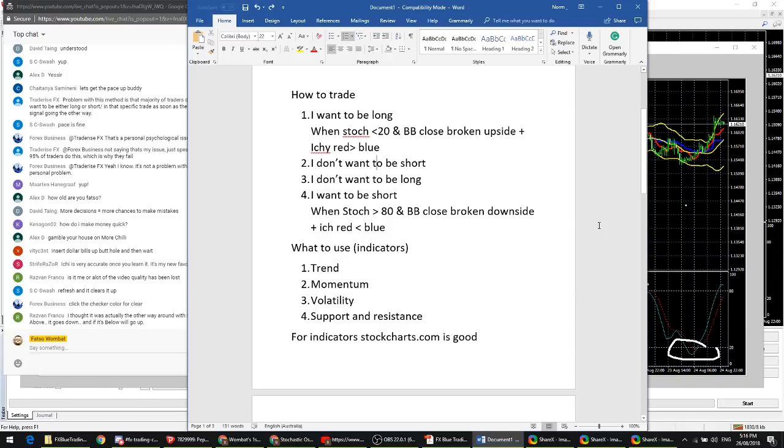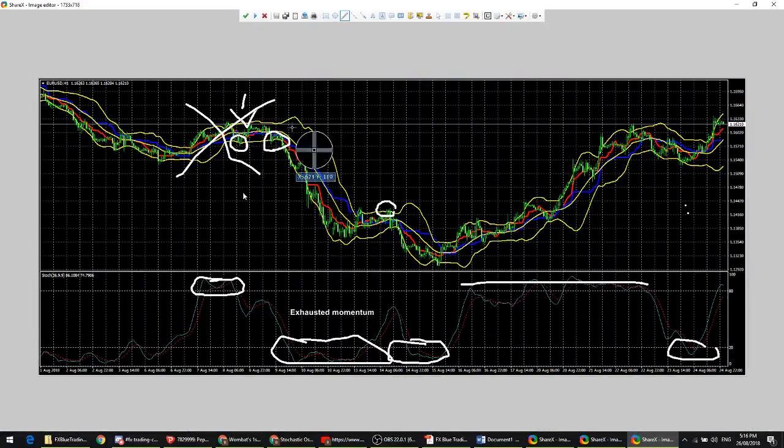So when do we want to exit? So we'll come back and have a look at when we want to exit. Make this bigger. Now there's a few places that we could exit. We could exit when the Bollinger Band is broken. We could exit when the Itchy changes over, or we could exit when momentum gets oversold or overbought. So what I'm going to suggest is we take 2 out of any 3. So we need all 3 to enter, but we only need 2 to exit.